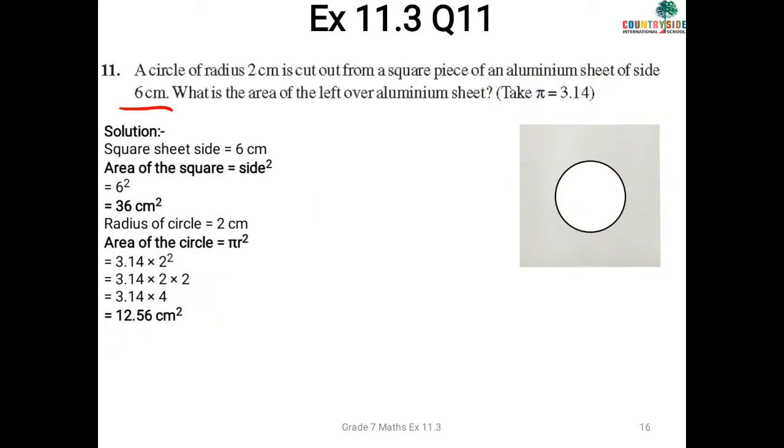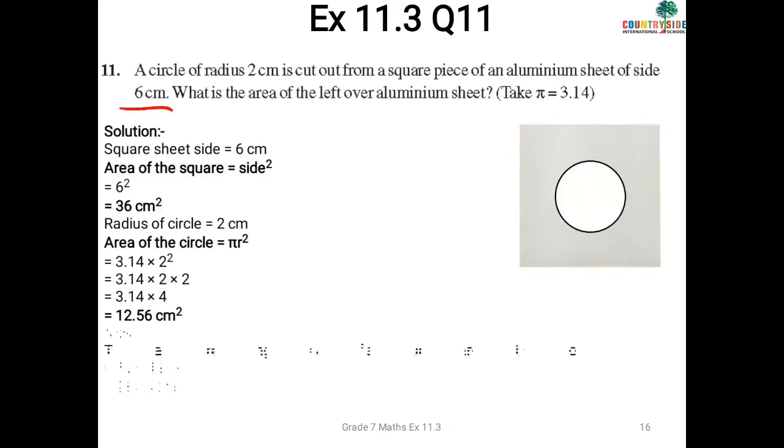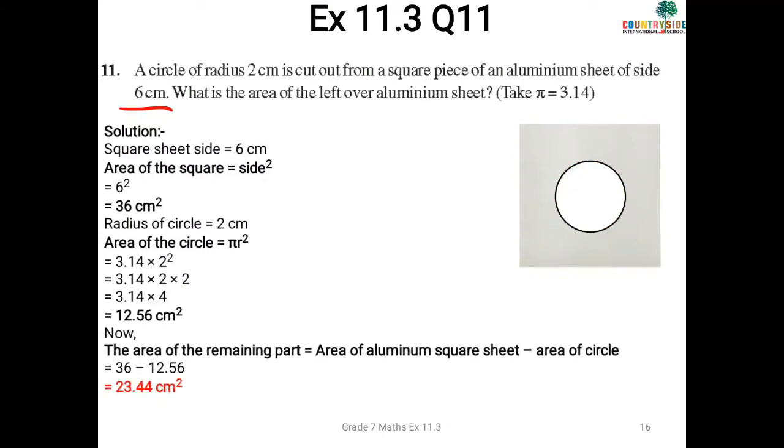Now the leftover part, from this square, if I remove this circle, I will get this leftover part, right? So the area of the remaining part equals area of aluminum square sheet minus area of circle. So 36 minus 12.56, that is 23.44 centimeter square. So this is our final answer.